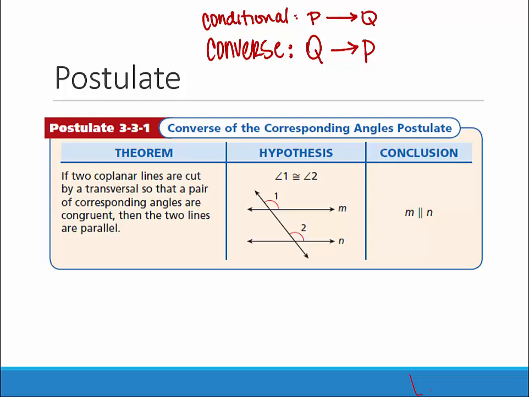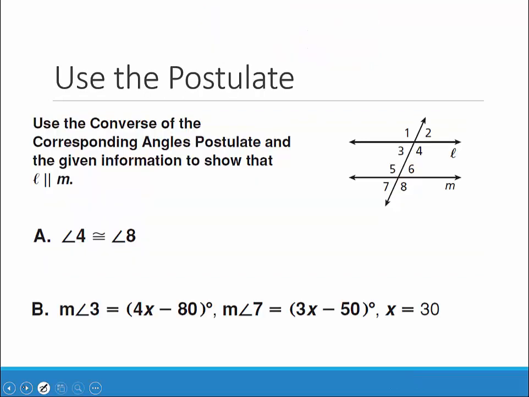So if two coplanar lines are cut by a random transversal so that a pair of corresponding angles are congruent, like these two, then the two lines have to be parallel. So instead of saying, okay, if two lines are parallel, we have a transversal, then the angles are congruent, we're going backwards. So let's use that converse of the corresponding angles postulate to show that L is parallel to M.